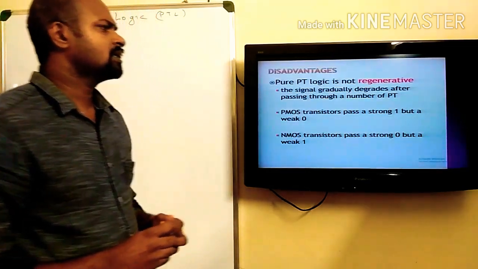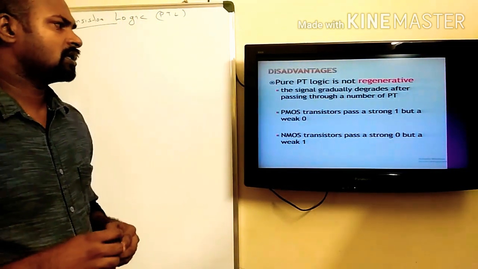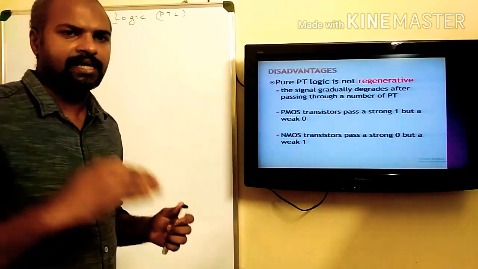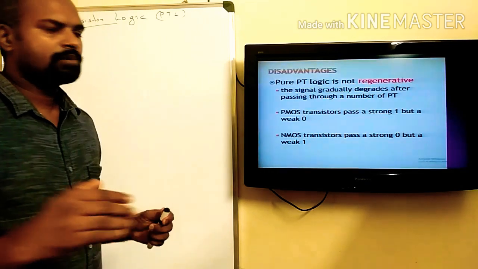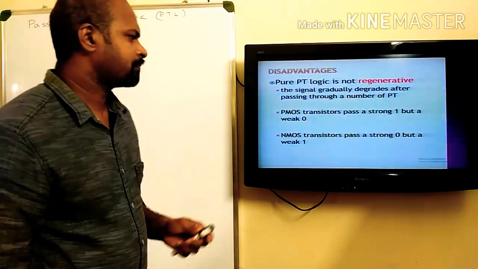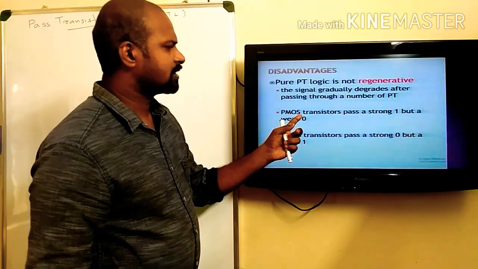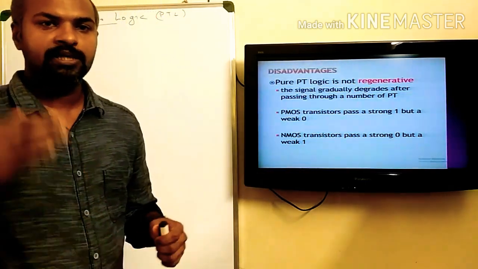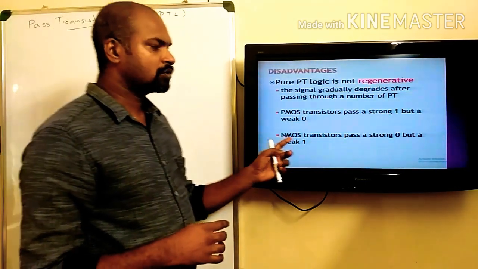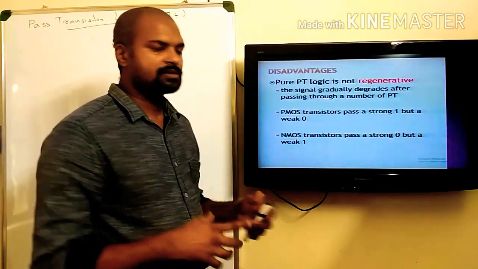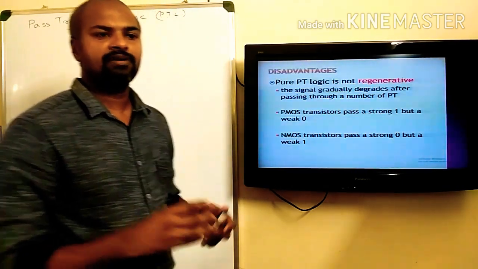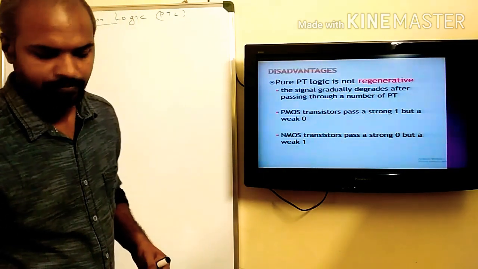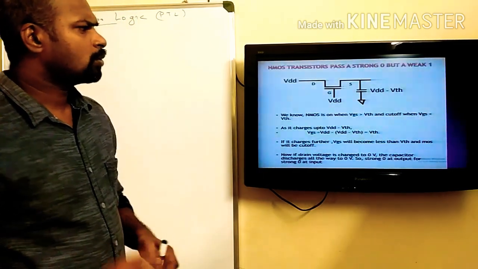One disadvantage is that the logic is not regenerative, and the signal will gradually degrade after passing through the transistor. If we use a PMOS transistor, it will pass a strong 1, but the 0 will be degraded. If we use an NMOS transistor as a switch, it will pass a strong 0, but it will weaken VDD, or logic 1. So how does that happen?